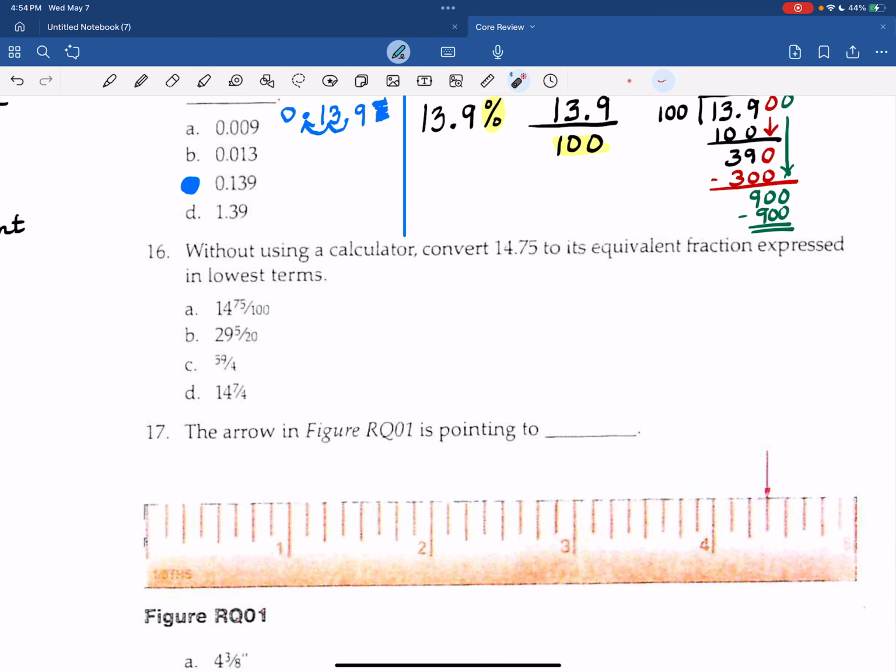Number 16, without using a calculator, convert 14.75 to its equivalent fraction expressed in lowest terms. Now be careful here. This is a harder problem than it looks. Let's read this. 14, the decimal point is the word and. 75, what? 2 places, hundredths.